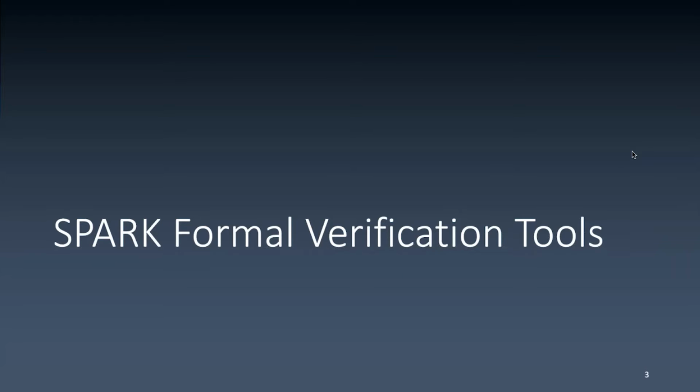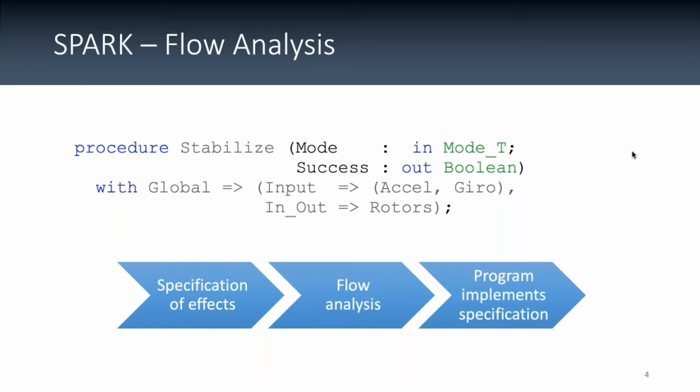So what are formal verification tools? There are two kinds of analysis in the Spark toolbox. The first one is called flow analysis. So you have a signature for a procedure here in Spark, which declares its parameters. So you have input parameters, output parameters. There's an explicit mode. And you see there's a specification of effects.